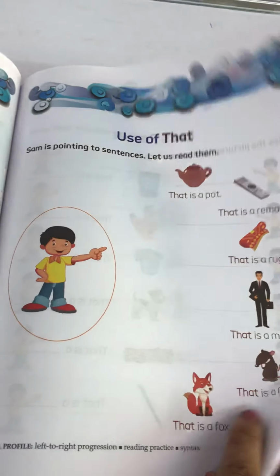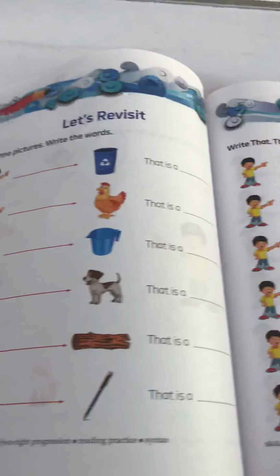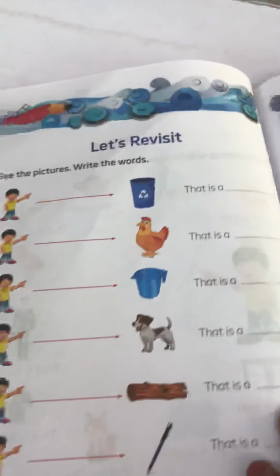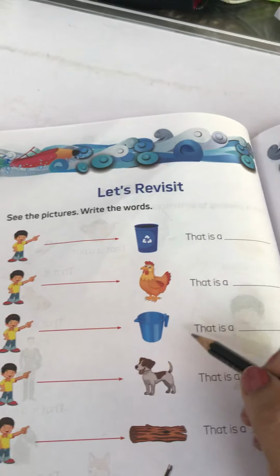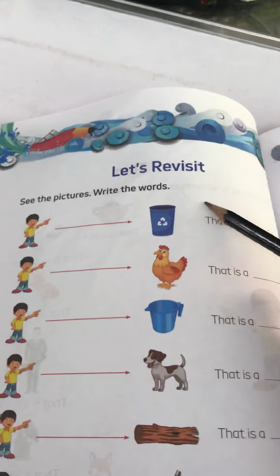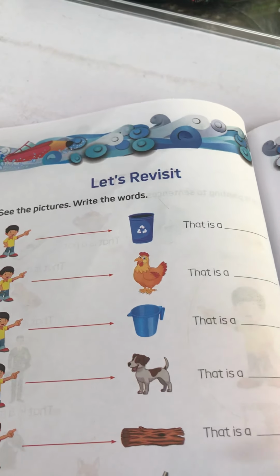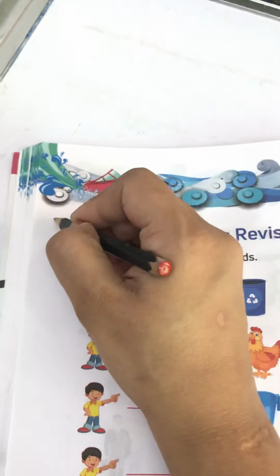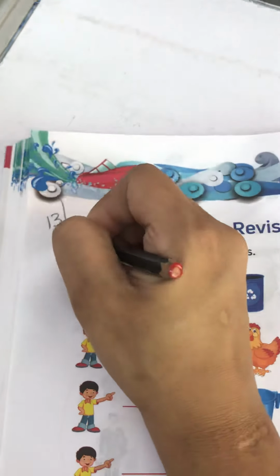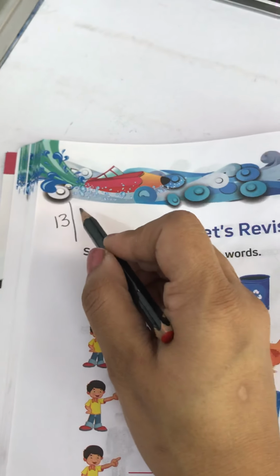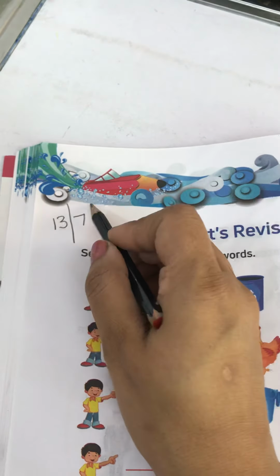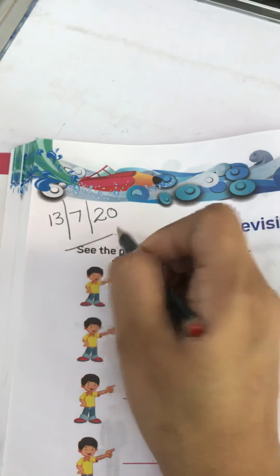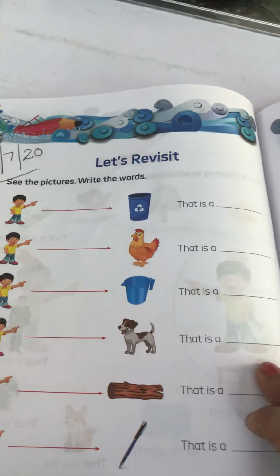Now, it's time to do some work. So, on your page number 90. Okay. On your page number 90. Here is the work for you. Okay. What you have to do? You have to put down the date first. Today is 13th July. And which month is going on? July. Which month is going on? July. And which year is going on? 2020.